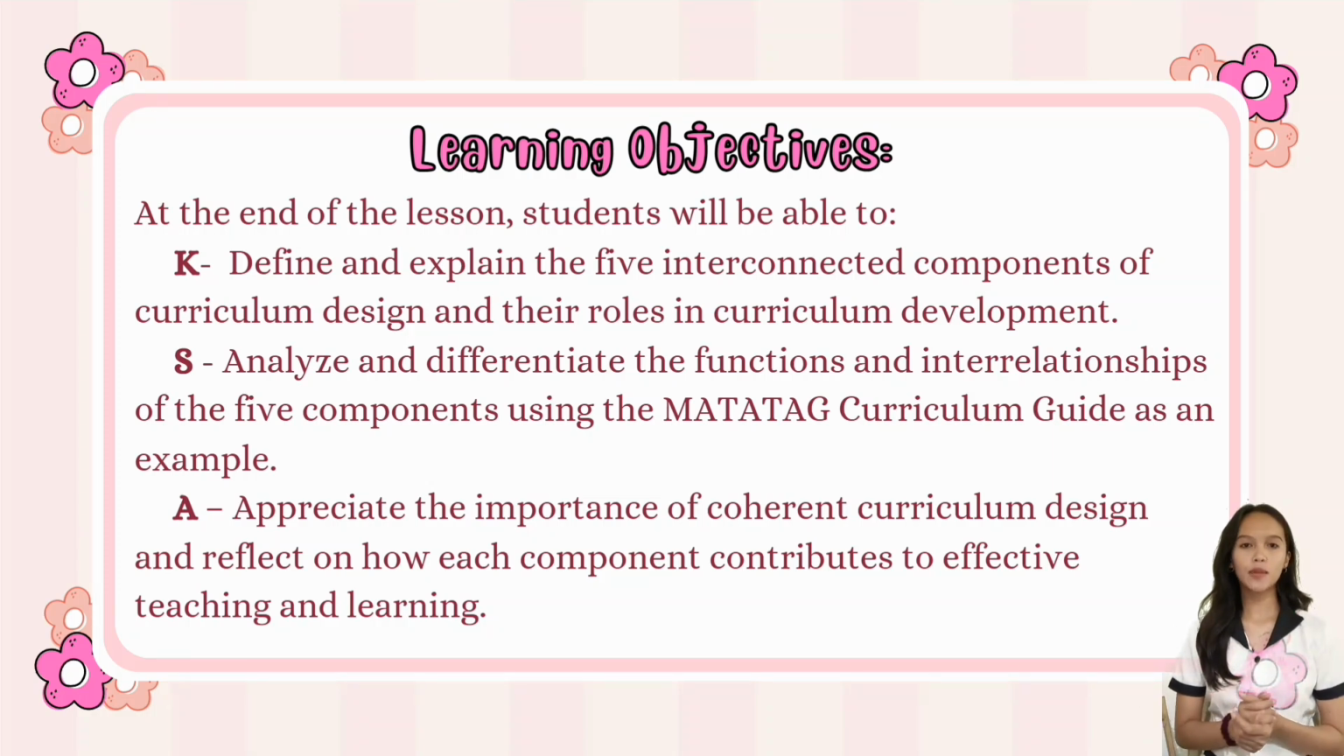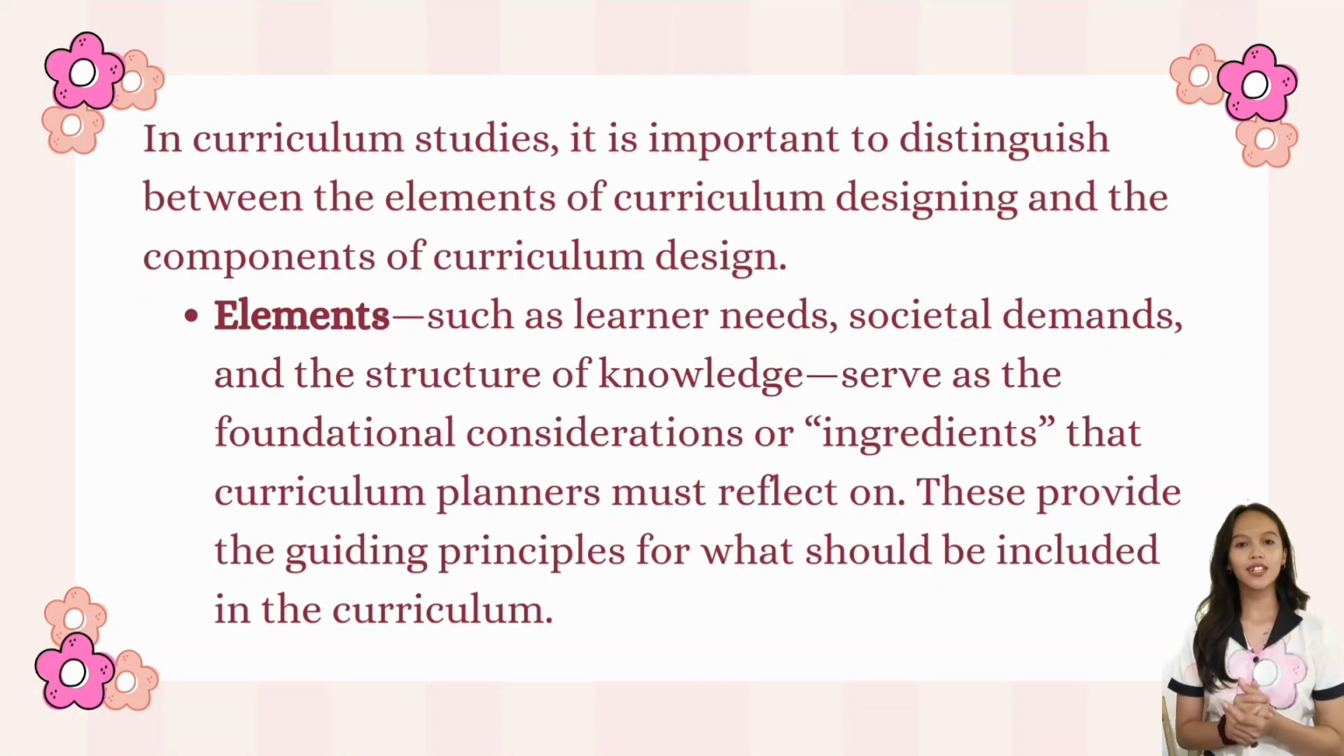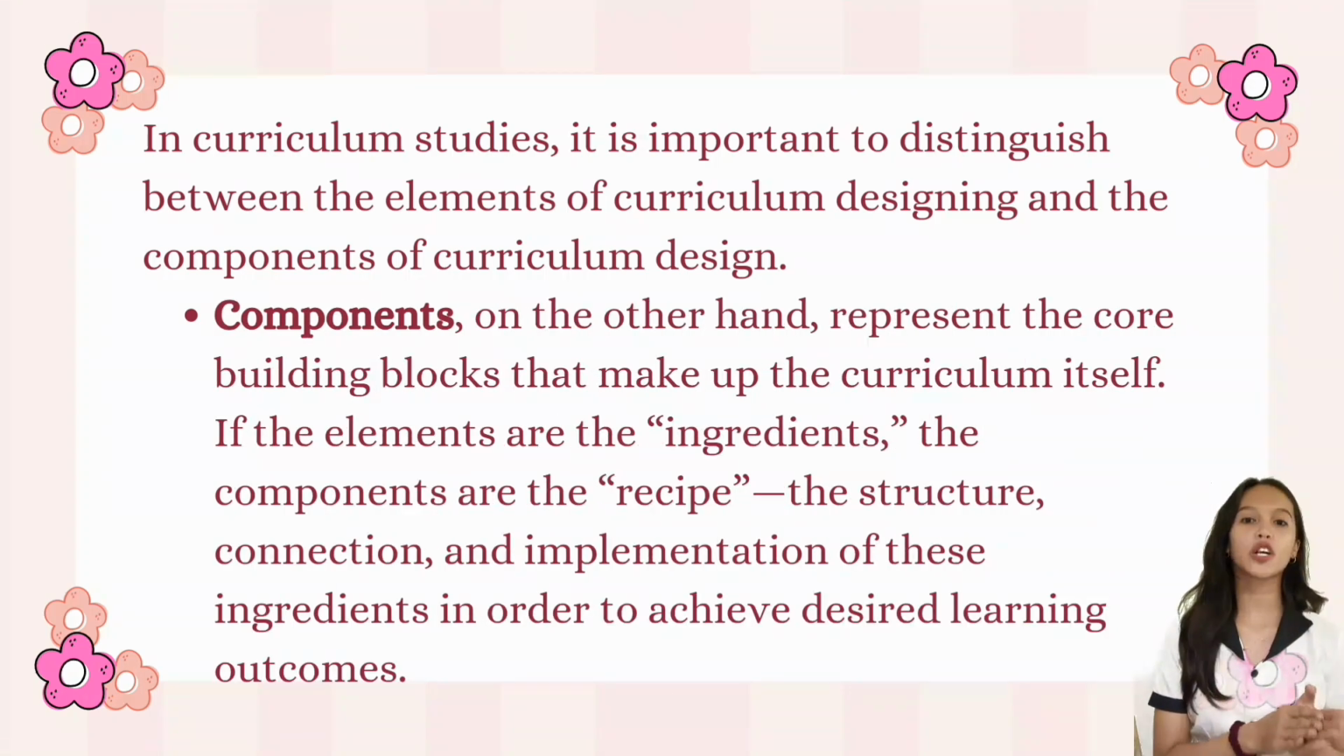To achieve these objectives, we will take a closer look at what makes up a curriculum. So in our previous lesson, we learned about the elements of curriculum design, which are like the ingredients, things such as learner needs, societal demands, and the knowledge structure. But today, we go one step further. If the elements are the ingredients, then the components are the recipe. So this is how the curriculum is built, structured, and implemented. The components ensure that the curriculum is systematic, organized, and purposeful. So they serve as the link between the broad goals of education and what actually happens inside the classroom.